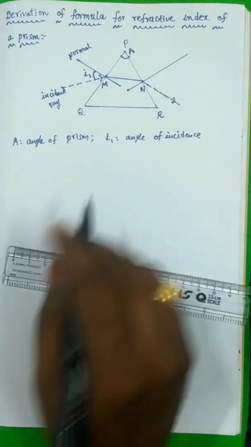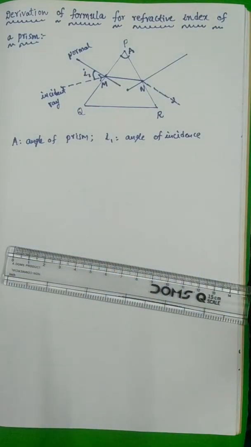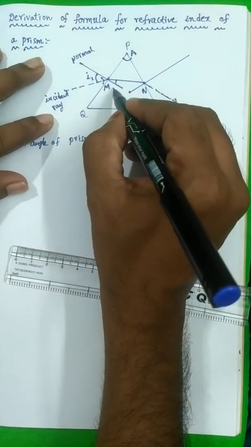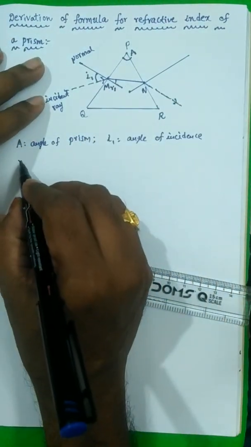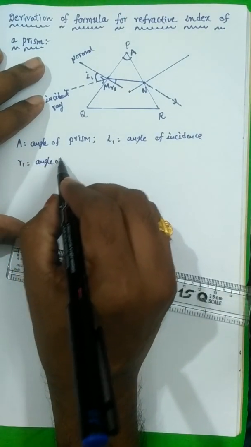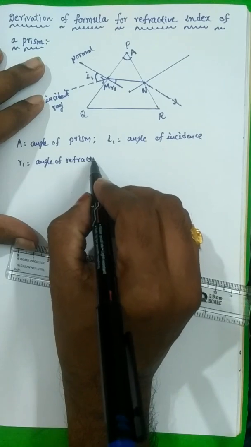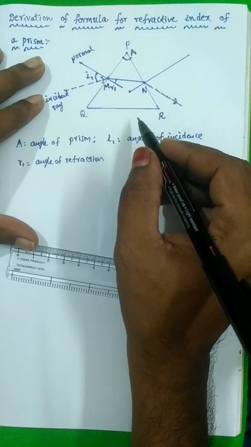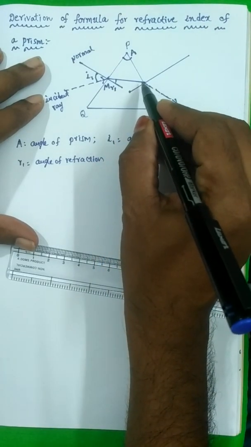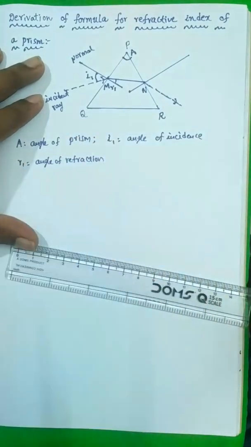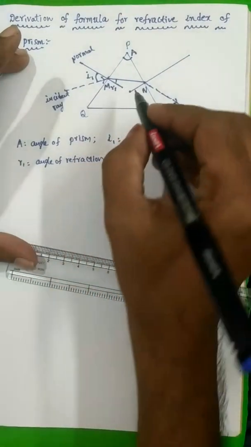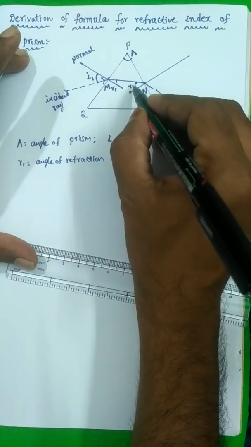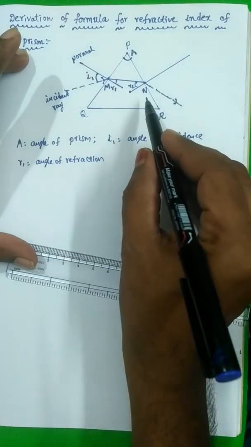The ray refracted at the point M makes an angle called the angle of refraction. This one I am calling R1, so R1 equals the angle of refraction. The ray makes another angle with the other side, which we call R2, the angle of refraction. This angle is the angle of refraction, and this is the normal.